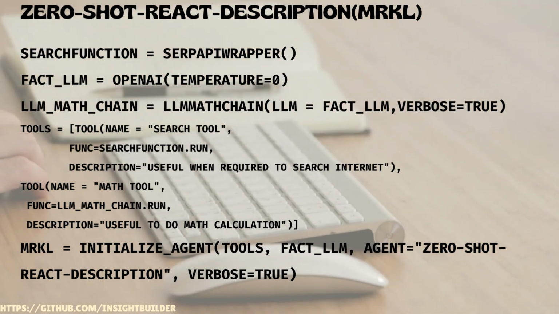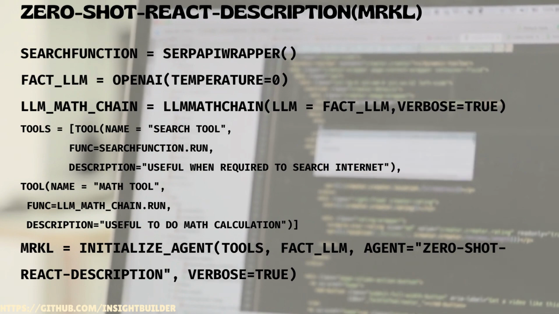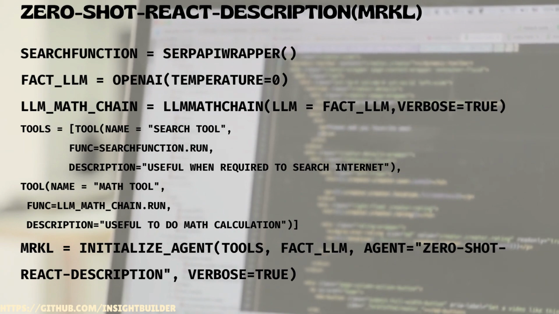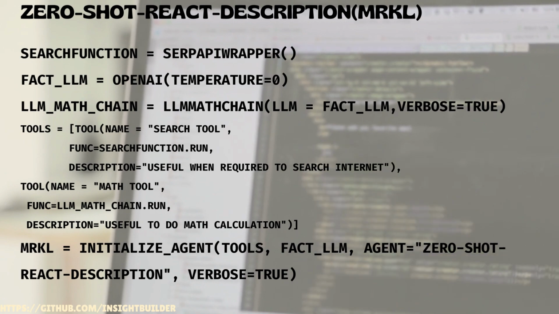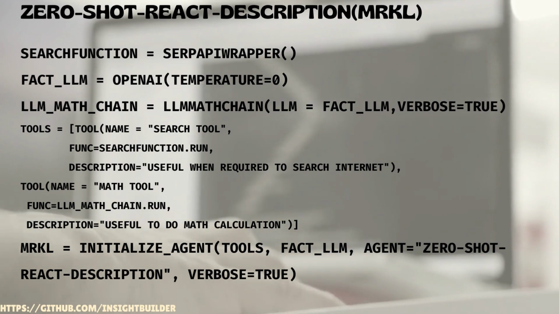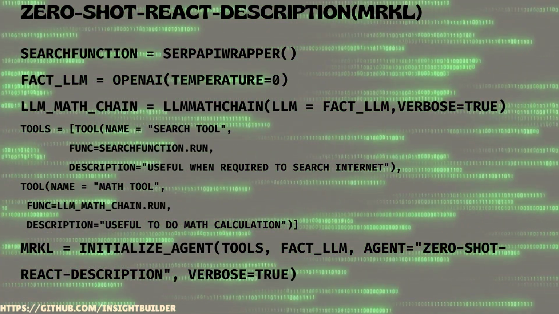You will see here at the top, we have the search function. We are using the SerpAPI wrapper, and we have the OpenAI fact LLM. Why is it called a fact LLM? Because the temperature is zero. When you keep the temperature at a lower rate, the randomness that the model exhibits is almost nullified. That is why I am calling that fact LLM. And then I have the math chain, the LLM math chain that has been imported from the Langchain modules. And I have used the fact LLM along with the math chain.